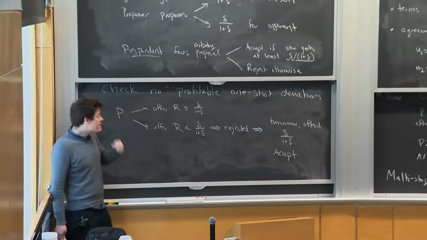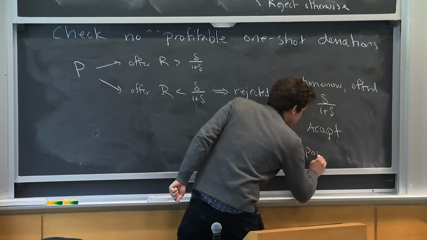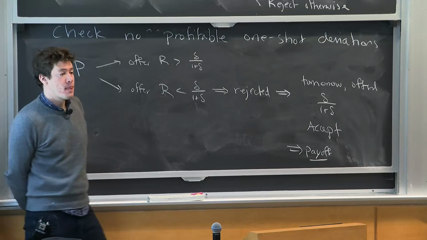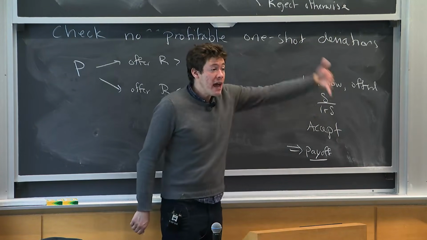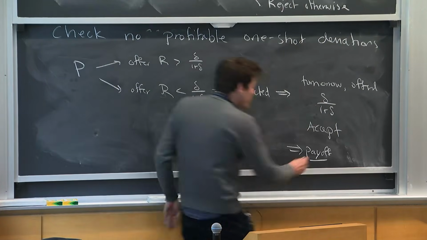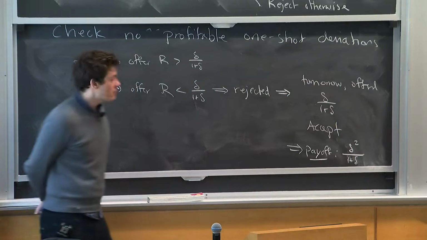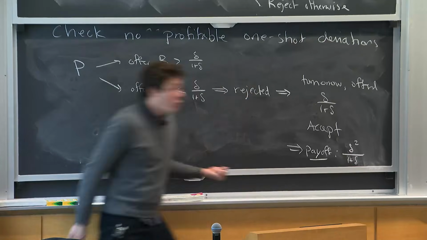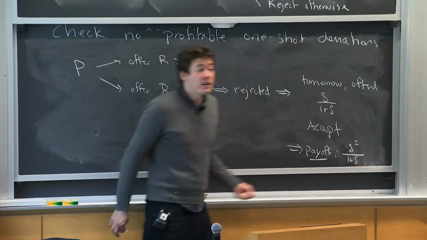So what happens if tomorrow I'm offered delta over 1 plus delta and I accept? What is my discounted payoff going to be, discounted into today's units? Well, I'm getting delta over 1 plus delta tomorrow, but I have to discount that back to today. So today it's going to be delta times that. So my payoff is going to be delta squared over 1 plus delta. But if I don't deviate, I get 1 over 1 plus delta. So that's certainly better. So this deviation is not profitable. It's strictly unprofitable.